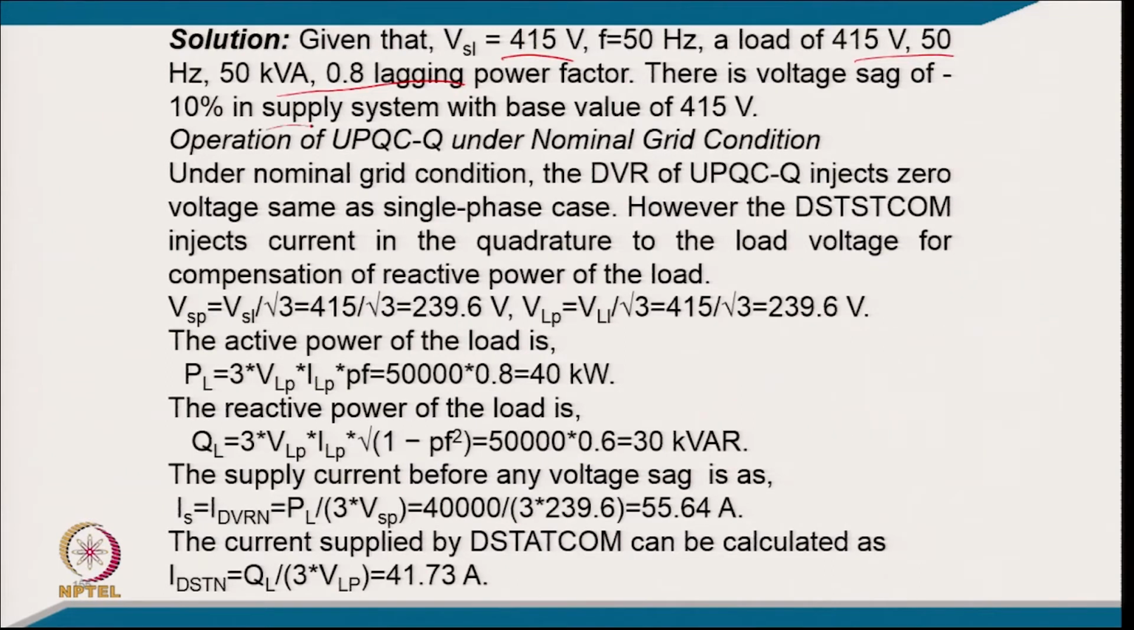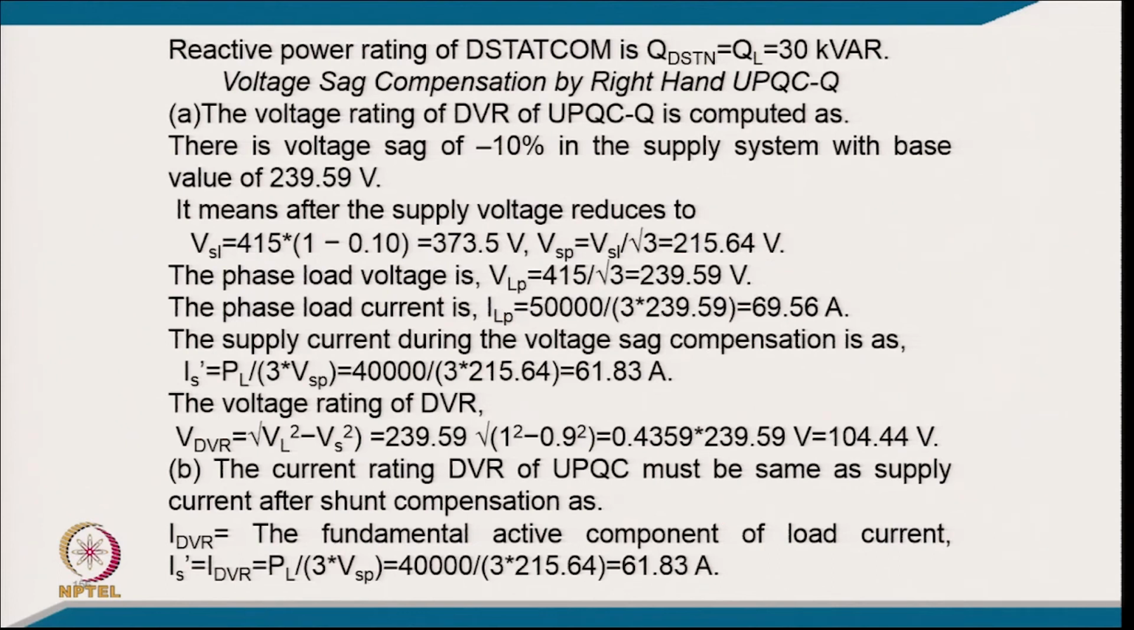So, there is a voltage sag of 10% in the supply system with 415 volt, and operation of UPQC under normal condition. Under normal condition the DVR of the UPQC injects 0 voltage, however the D-STATCOM injects the current in quadrature to the load voltage for compensation of reactive power. So, you can calculate the per phase voltage, then the active power of the load, and from this you can calculate the reactive power, and this reactive power has to be supplied by the D-STATCOM. You can calculate the supply current and then the D-STATCOM current from reactive power, and so the D-STATCOM rating corresponds to the load reactive power, that is 30 kVAR.